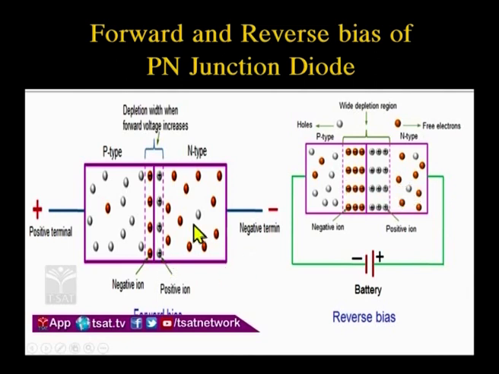So there will be current flow in the case of forward bias, whereas there will be no current in the case of reverse bias. That is why the PN junction diode is also called a unidirectional device. It allows current in one direction and does not allow current in the other direction. In forward bias it acts as a closed switch, that is, a short circuit, and in reverse bias it acts as an open switch, that is, an open circuit.